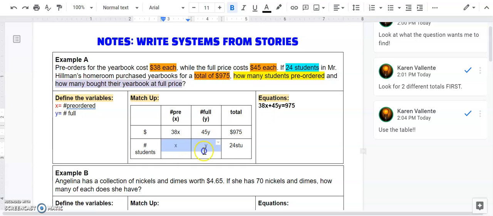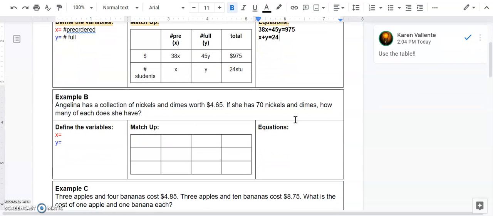And then my second equation is that second row. If I add the pre-orders plus the full, that was 24 students. So who had paid early, who paid full price, gives us 24 students altogether. Okay, that's it. We're writing a system. We have two equations that work together gives us a system. Okay, so let's try it again.